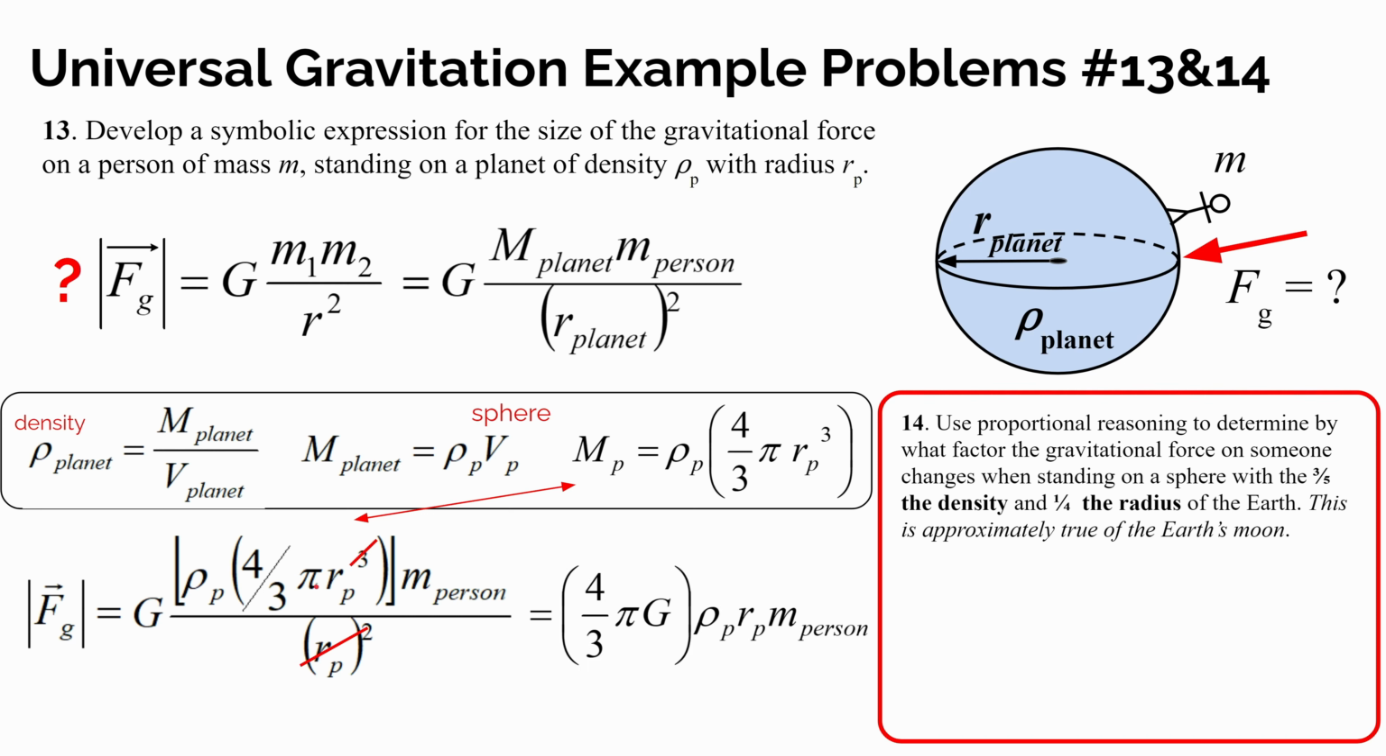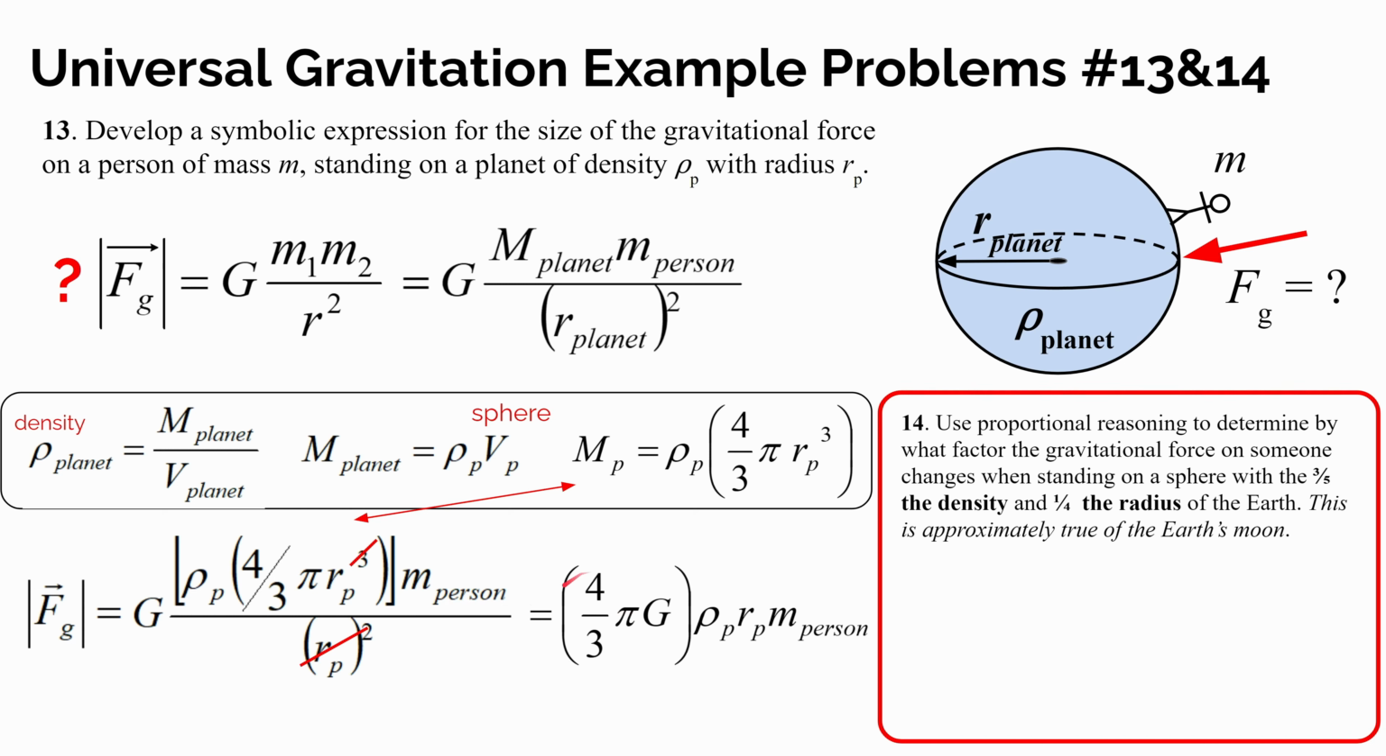I'm going to take all of the things that don't change or can't change, like constants. G is a constant, 4/3 is just a number, and pi is just a number. So I'm going to pull them all out to the left. So we get 4/3 times pi times g. And then what's still in the equation? We have the density times the radius times the mass.